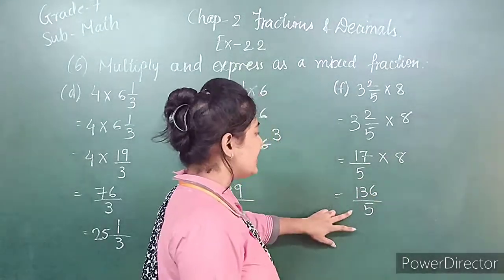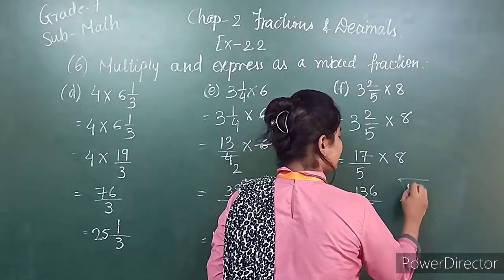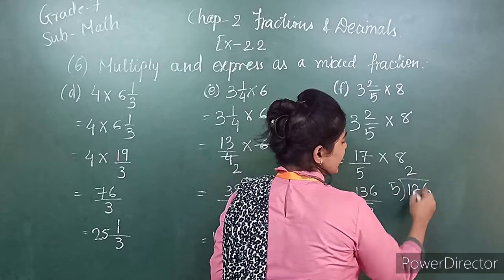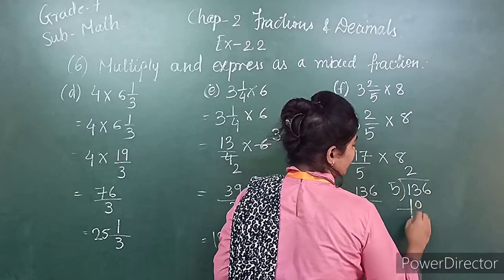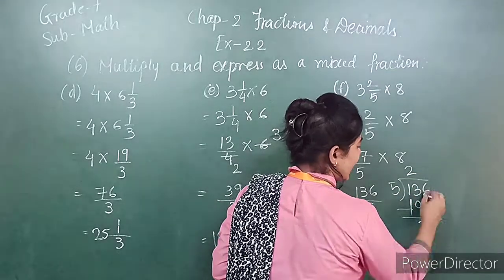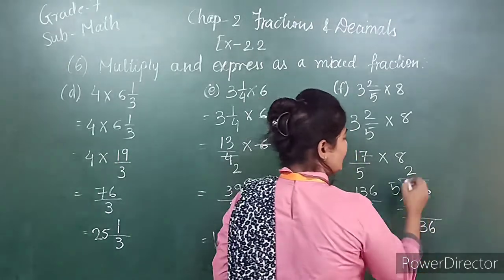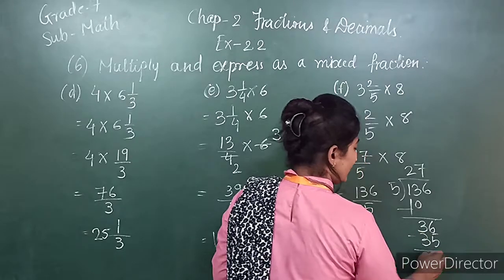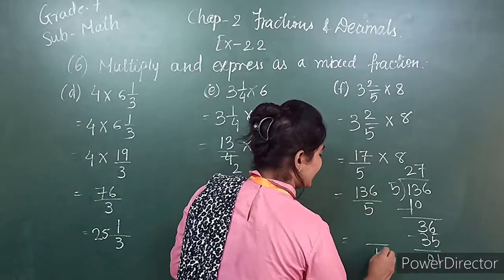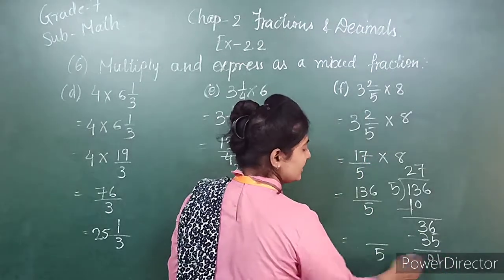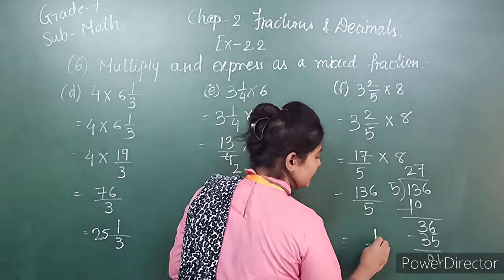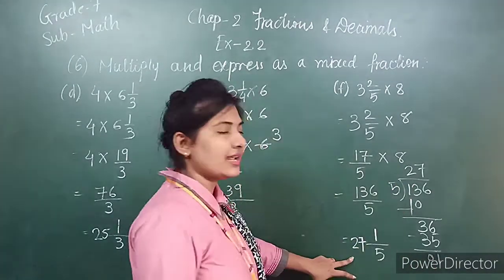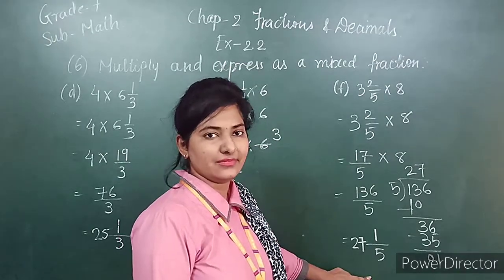So here the numerator is greater than the denominator, so we have to convert this into a mixed fraction form. So 5 2s are 10. So here 3 and then 6. 5 7s are 35. So 1 is the remainder. So we have to write 5 in the denominator. This 1 we have to write in the numerator, and then 27 we have to write on the side. So our answer is 27 1 by 5.